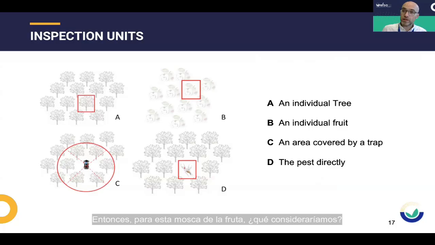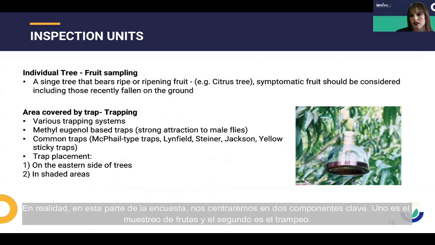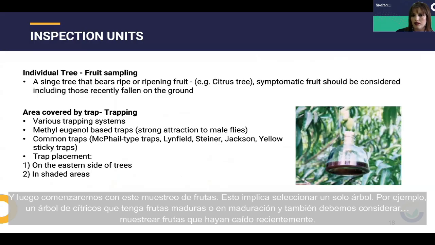So for this fruit fly, what might we consider? In this part of the survey, we will focus on two key components. One is fruit sampling, and the second is trapping. If we begin with fruit sampling, this involves selecting a single tree, for example a citrus tree, that bears ripe or ripening fruits.